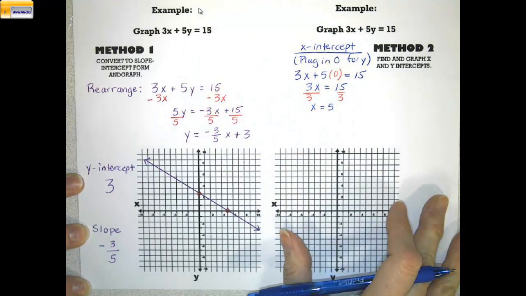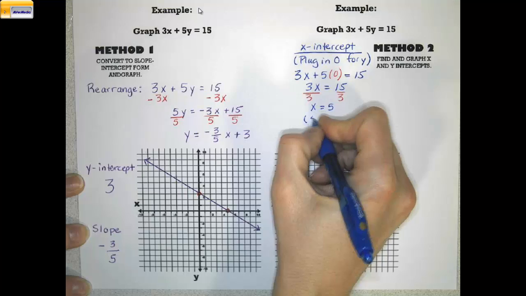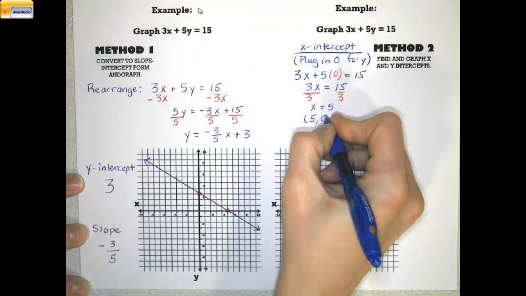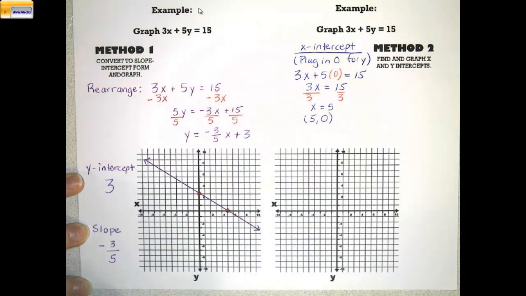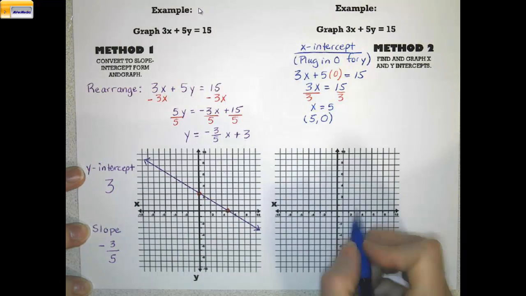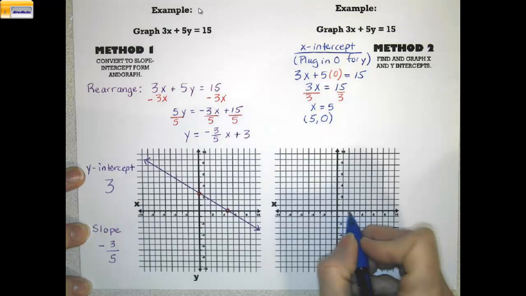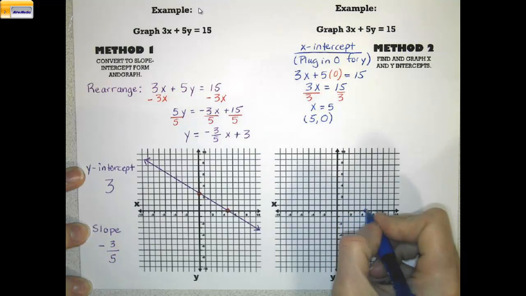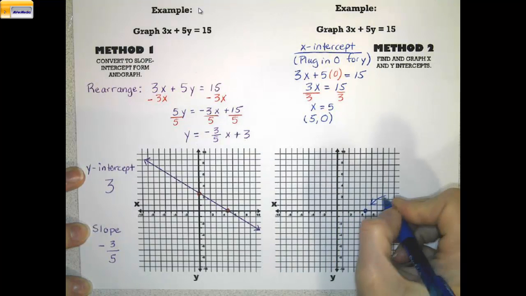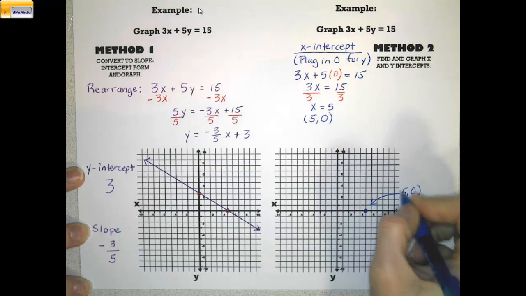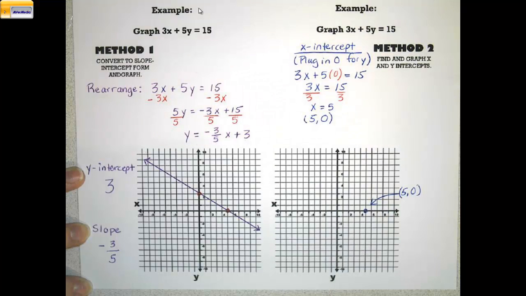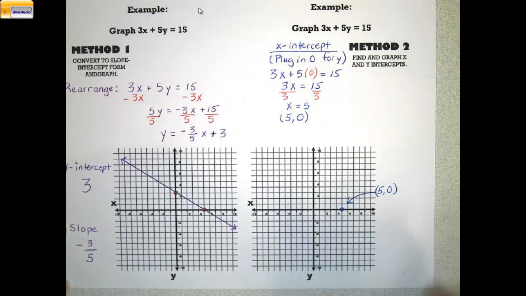This means that I have the point in which x is 5, and remember, y is 0, because I let y be 0. So I can now graph the point 5, 0. So starting at the origin, 1, 2, 3, 4, 5. And this is my point right here, 5, 0.